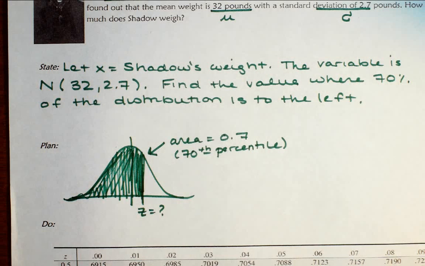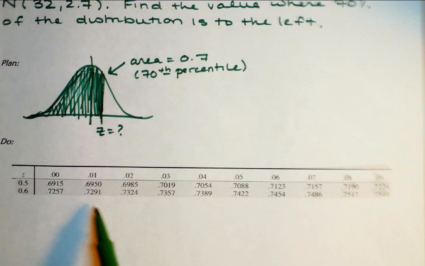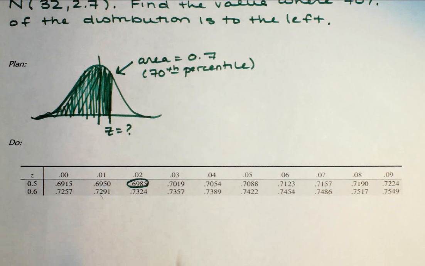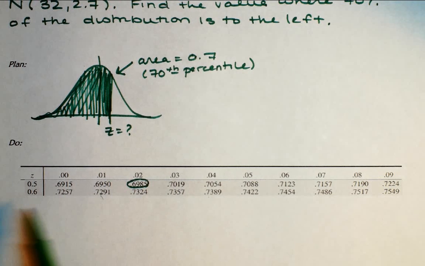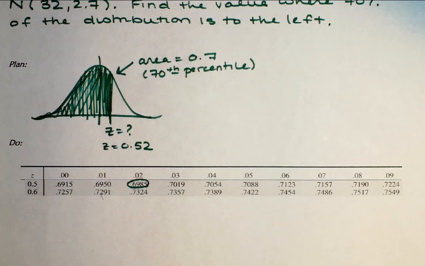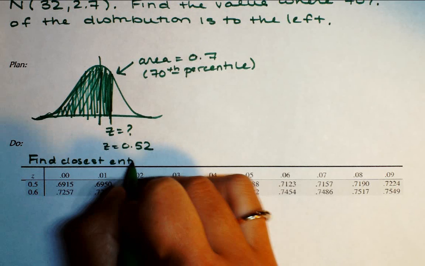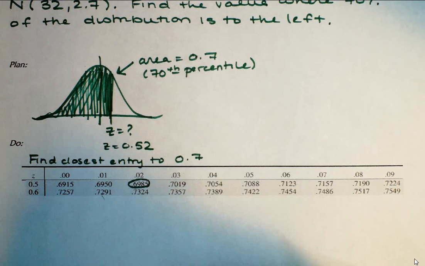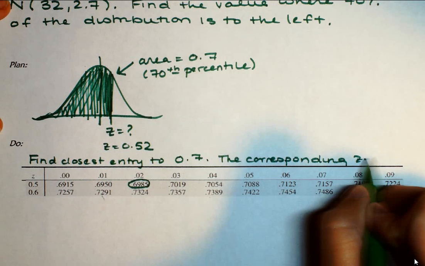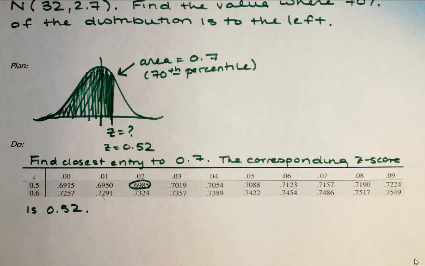Again, this is not the z-score, this is the area. So we're interested in the middle of the table, the entries in the middle. We're looking for which entry is the closest to 0.7. This right here is the closest to 0.7, which has a corresponding z-score of 0.52. So z equals 0.52. Now we can use our z-score to figure out the value of x.